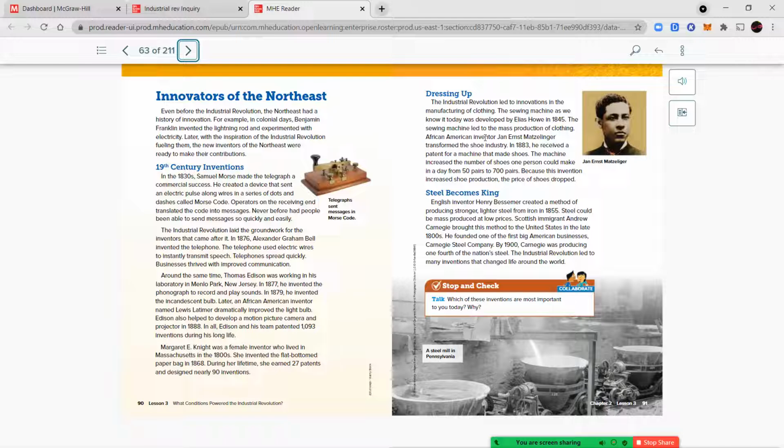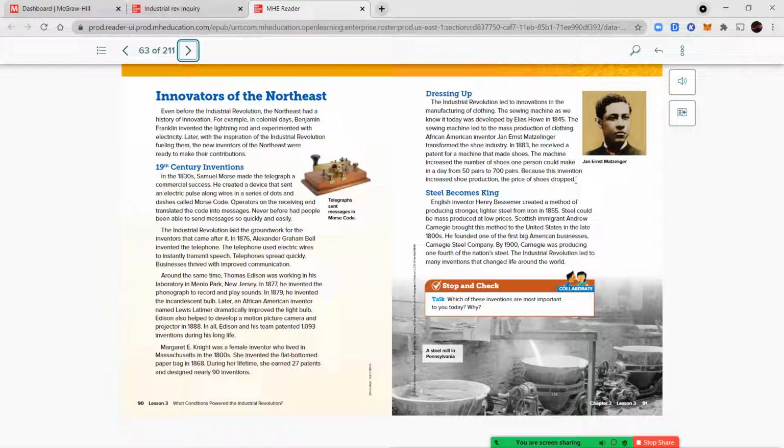African-American inventor Jan Ernest Matzelinger transformed the shoe industry. In 1883, he received a patent for a machine that made shoes. The machine increased the number of shoes one person could make in a day from 50 pairs to 700 pairs. Because this invention increased shoe production, the price of shoes dropped.